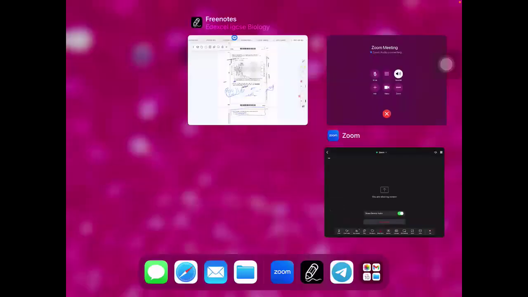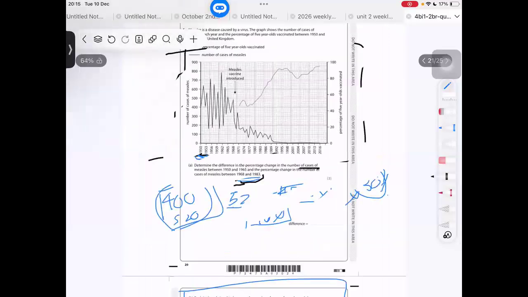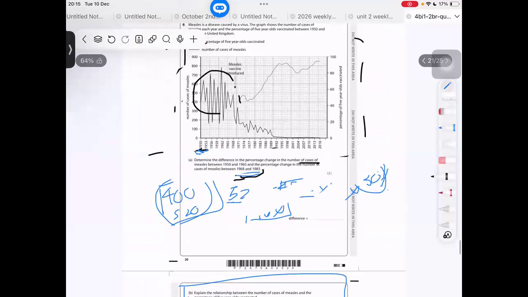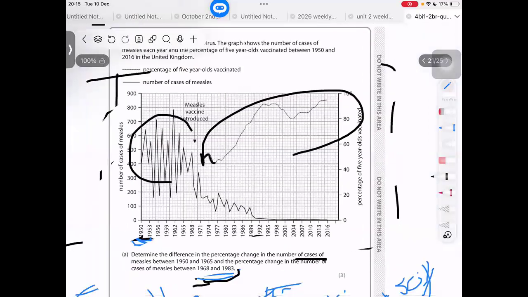Okay, so basically you have to discuss the relationship between the number of cases of measles and also the percentage of 5-year-olds vaccinated. Can you see, from here onwards, the 5-year-old babies start to get vaccinated? Can you see there is a sudden drop from here to here?